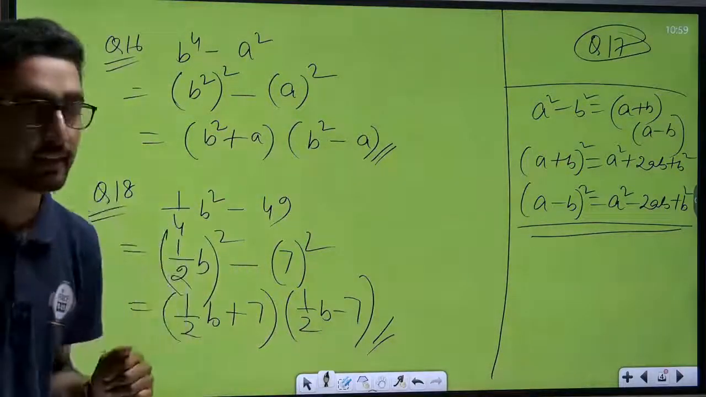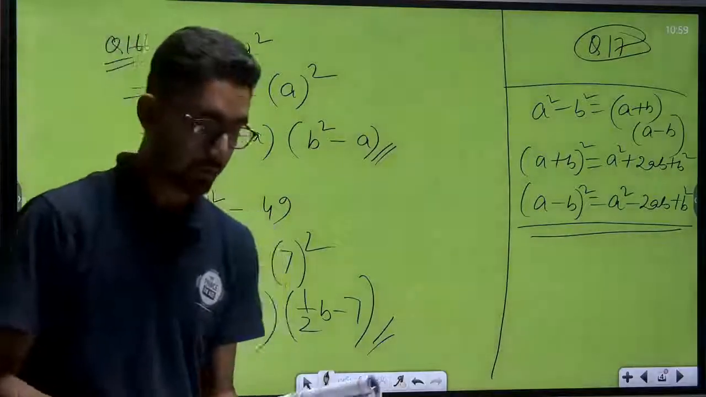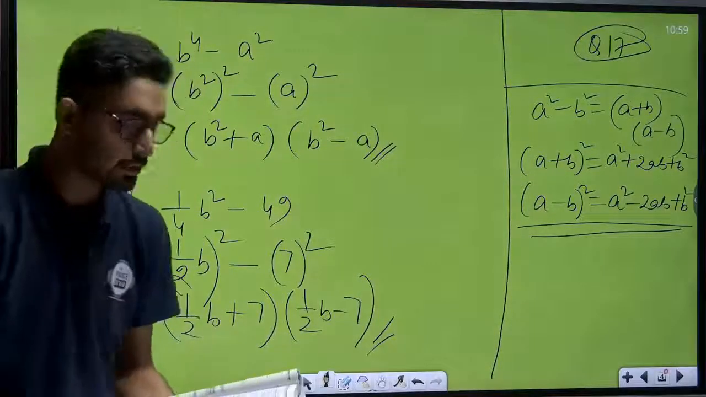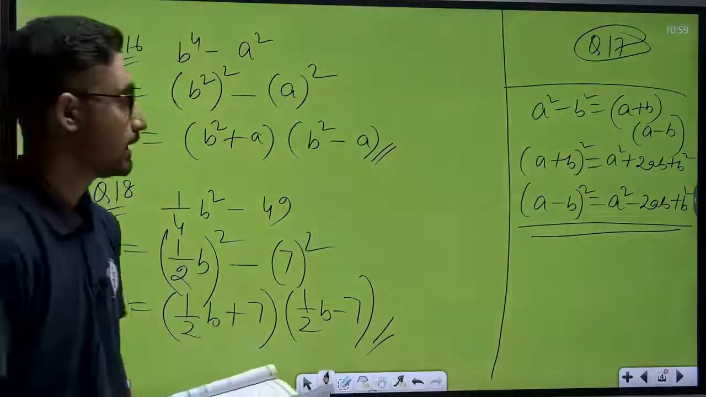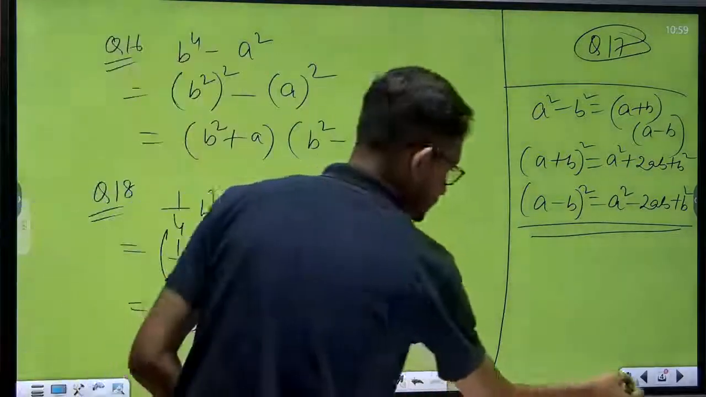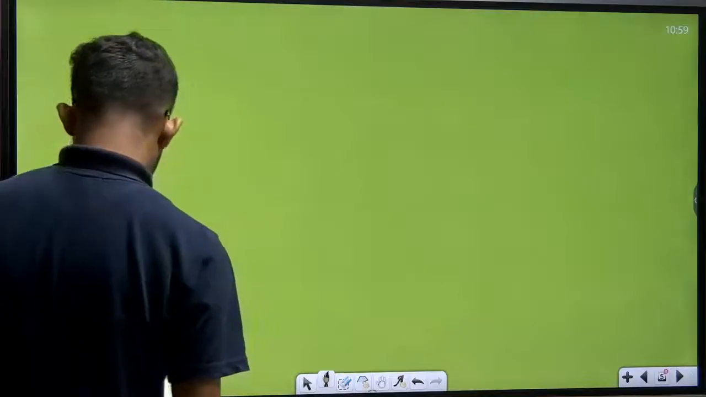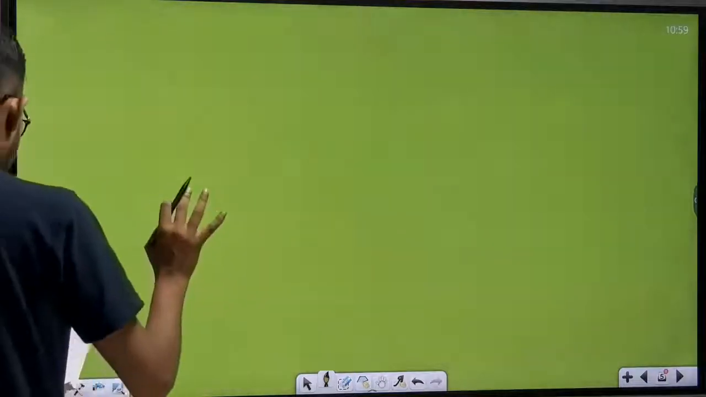Okay, got it? Okay, 2-3 questions I have to do more, and after that I will give you homework. And if any doubt is there, you can ask your doubts. Okay, so just wait. So question number 18 done, na? 19. Okay, still 20 questions you have to do today.